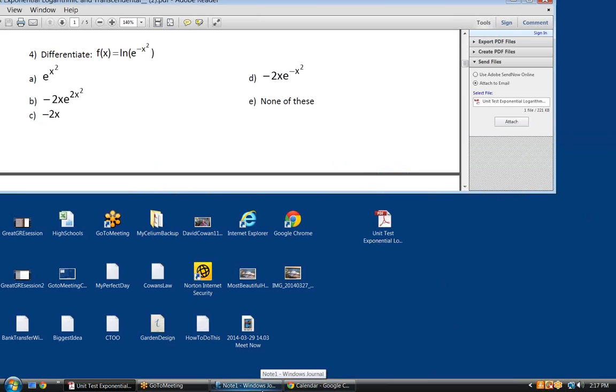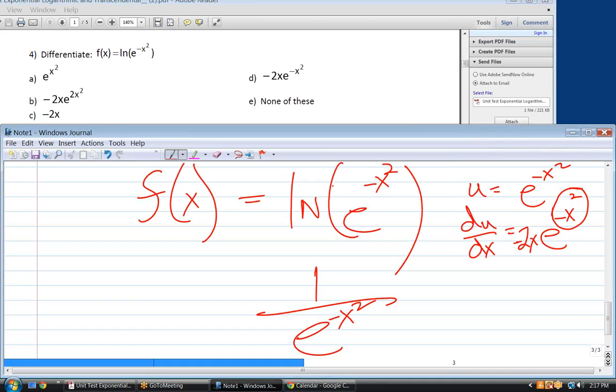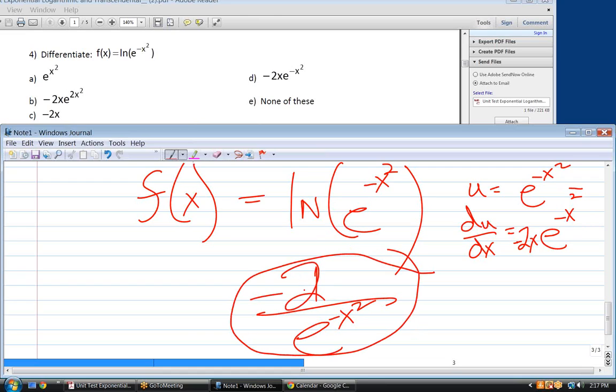Oops, hold on. I meant to hit the eraser. So, I want to multiply that by du dx, which is minus 2x e to the minus x squared. That e to the minus x squared cancels with that e to the minus x squared. I should find a minus 2x on there. And I do, C.